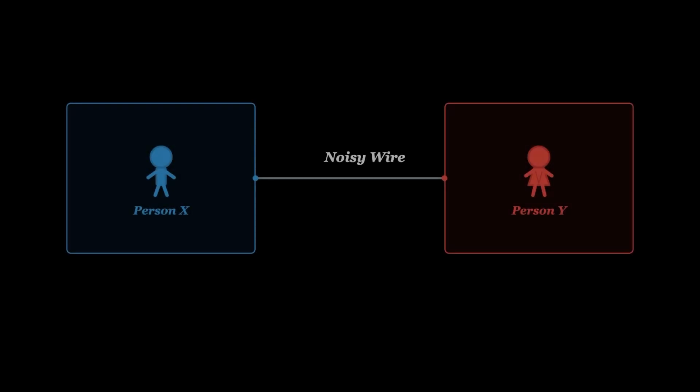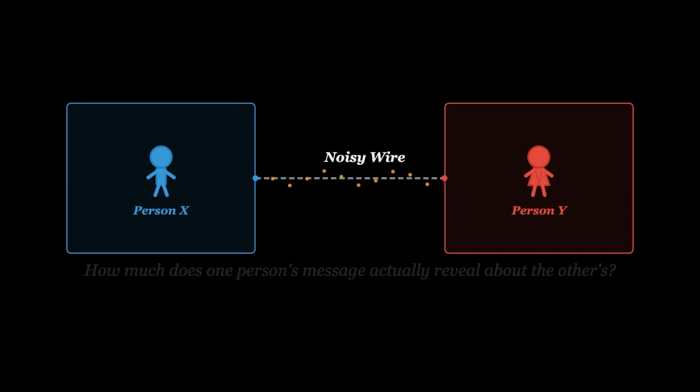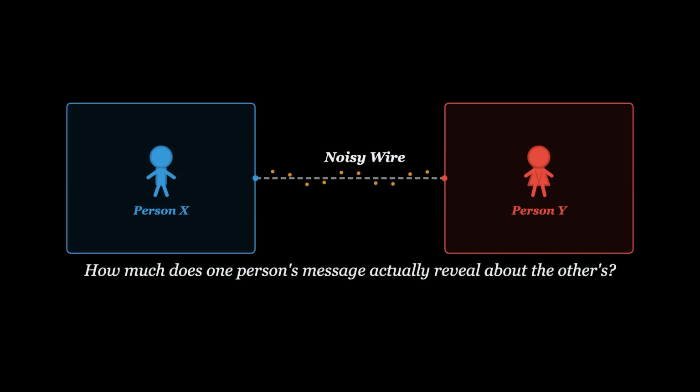Consider two people in separate rooms communicating through a noisy wire. They exchange messages, but the channel corrupts some of the information. The question is, how much does one person's message actually reveal about the other's? Not whether the messages look similar, not whether they match exactly, but how much information one truly provides about the other. This is the problem that mutual information solves.